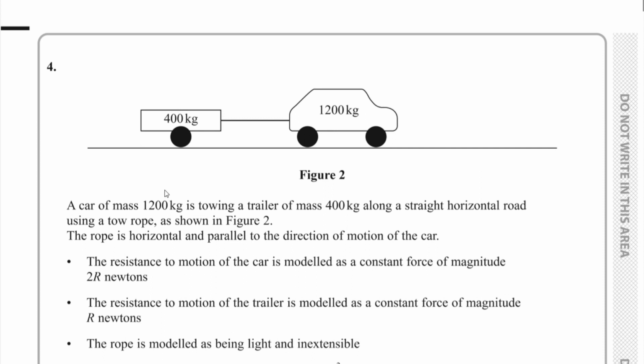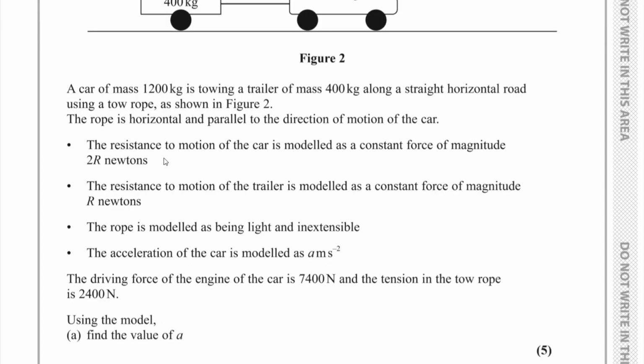Question number 4. A car of mass 1200 kilograms is towing a trailer of mass 400 kilograms along a straight horizontal road using a tow rope as shown in figure 2. The rope is horizontal and parallel to the direction of motion of the car. The resistance to motion of the car is modelled as a constant force of magnitude 2R newtons. The resistance to motion of the trailer is modelled as a constant force of magnitude R newtons. The rope is modelled as being light and inextensible.